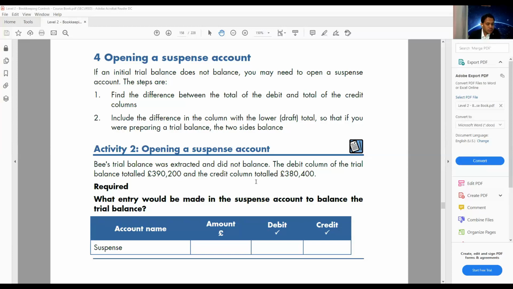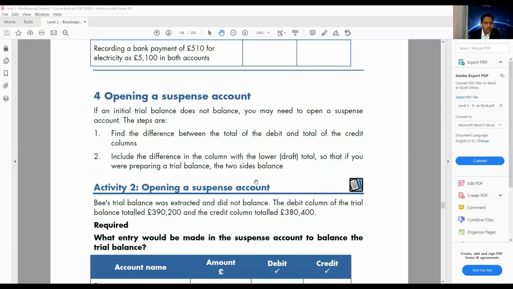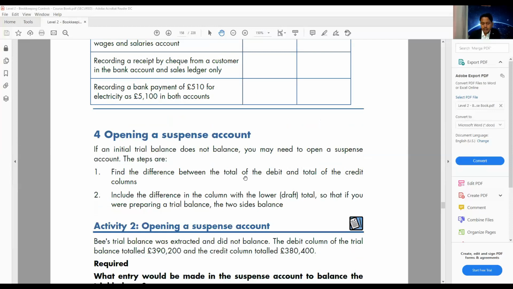Why is the last one not disclosed? The reason is there is a bank payment of 510, but you write 5,100 in both accounts. Let's say the electricity debit is supposed to be 510, but you write 5,100 debit and bank credit 5,100. So you write debit and credit equal. If they are equal, the trial balance will be balanced, isn't it? The trial balance has no idea about it.